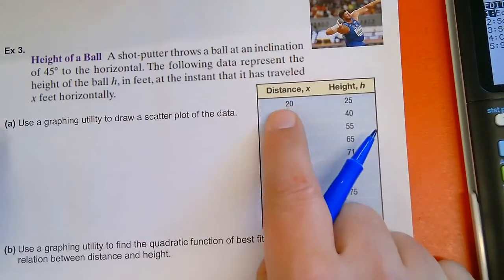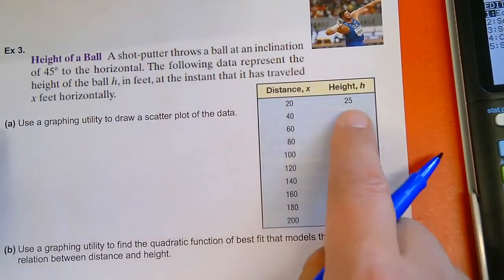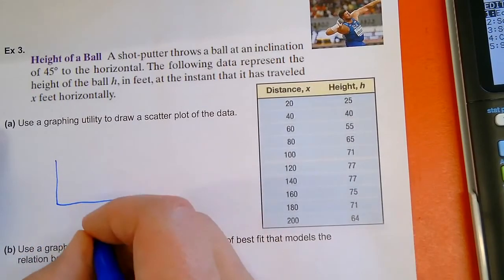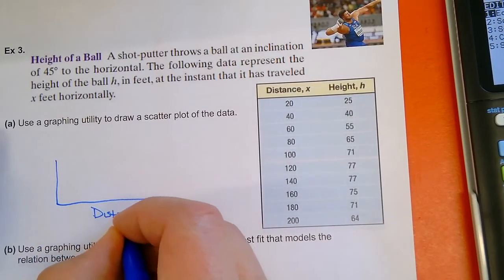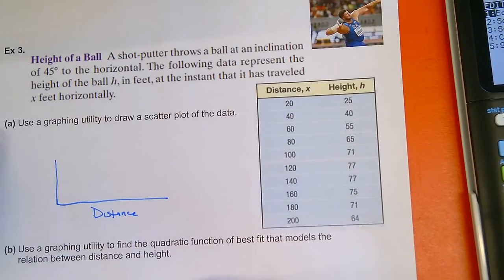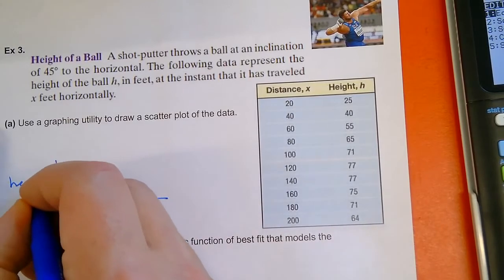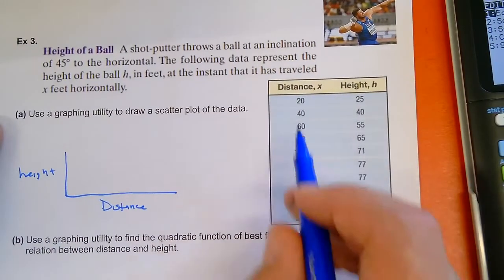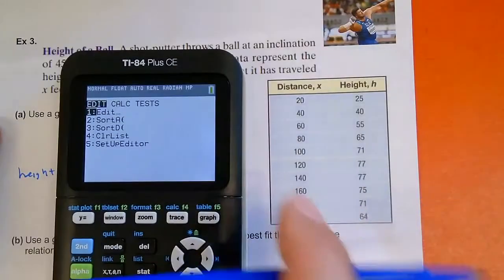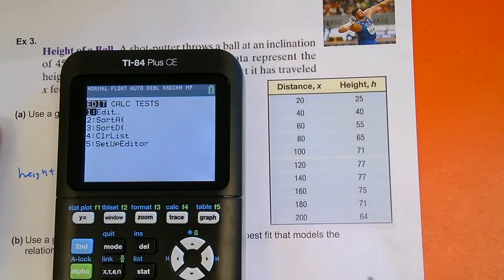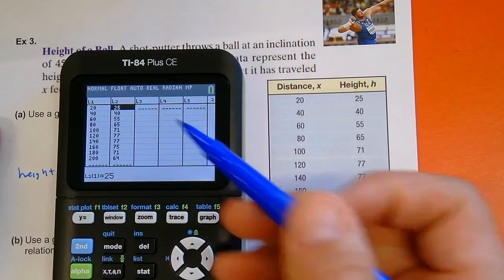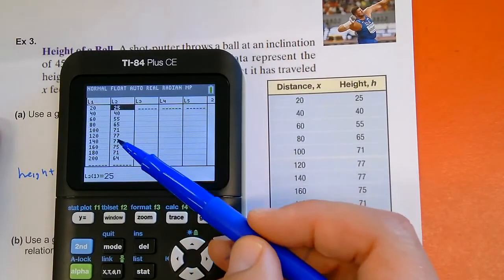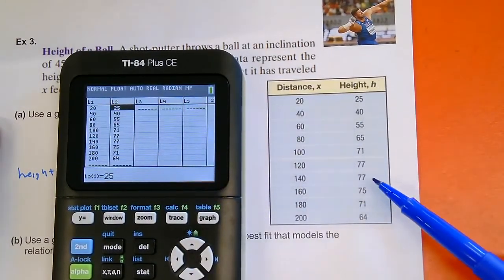So they give us some data, the distance x horizontally and the height. This is our distance horizontally, and this is our height. What we want to do is use a graphing utility to draw that scatter diagram. So I'm going to go ahead and plug those in. I'm going to do it real quick though. You guys can pause me if you need. I'm going to go to stat, edit, and I've already put them in for us. I have list 1 and then list 2. I have all those in.